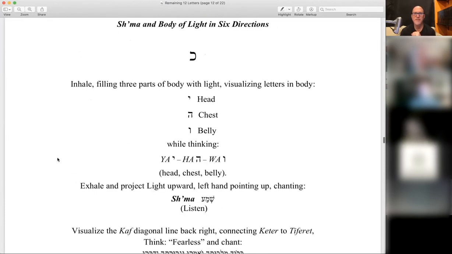And getting ready to begin the Shema. Relaxing your hands. We're going to be breathing in the 3 sips of air with the different letter permutations. Ya is the head, Ha is the chest, and Wa is the belly. But only I will say the Ya, Ha's, and Wa's. You'll be breathing in while I say those. So breathing in Ya, Ha, Wa, chanting and projecting Shema up, left hand up.